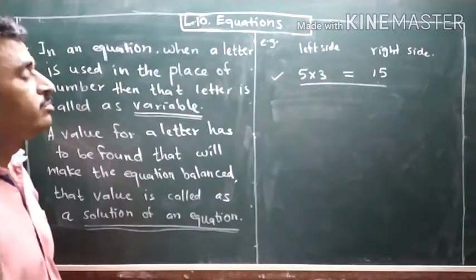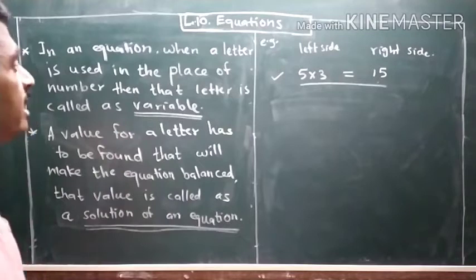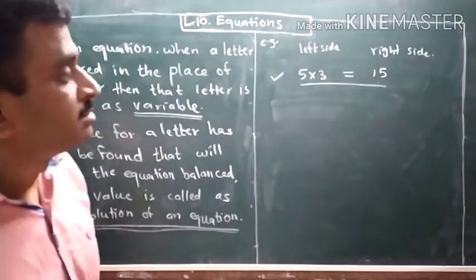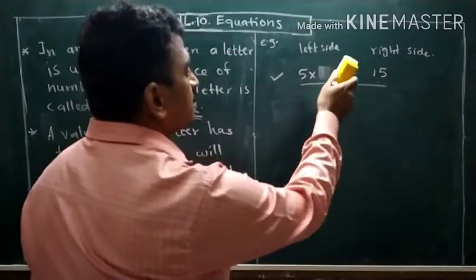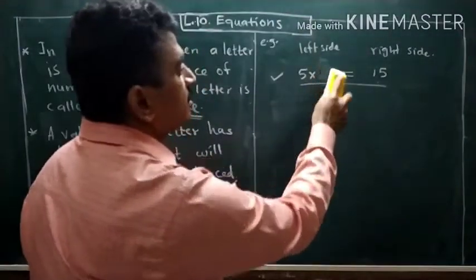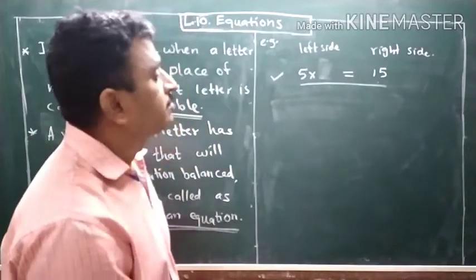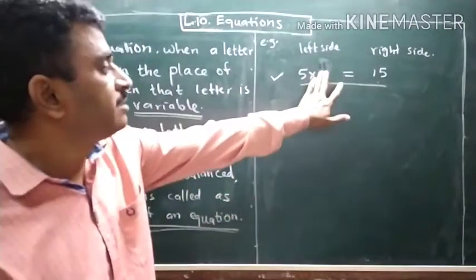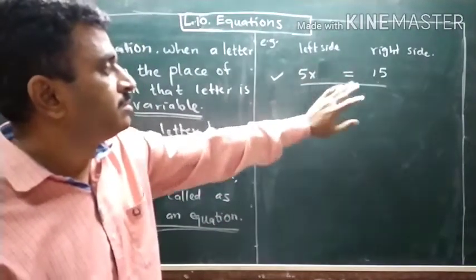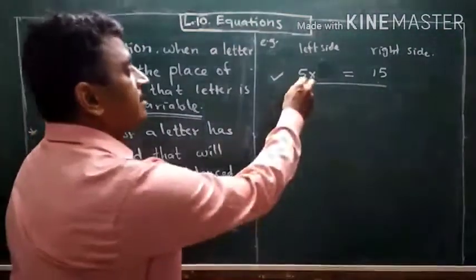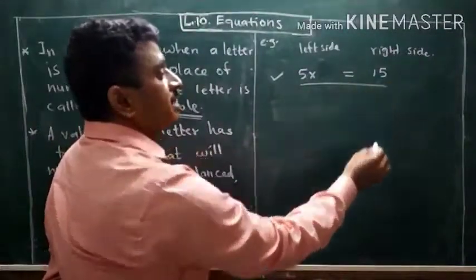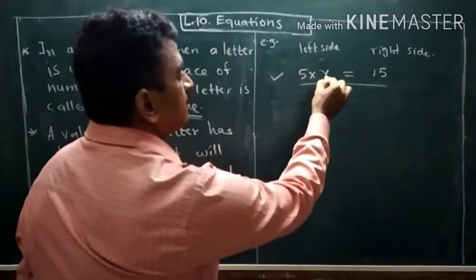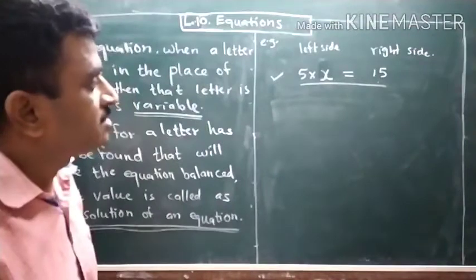Now we have to see what is meant by variable. Suppose this is the equation, and suppose I don't know this number, that number I don't know, and I know the answer is 15. I have to find out the second number that multiplies this 5 and gives us the answer 15. So in that place I will use any letter. Here I used the letter X.